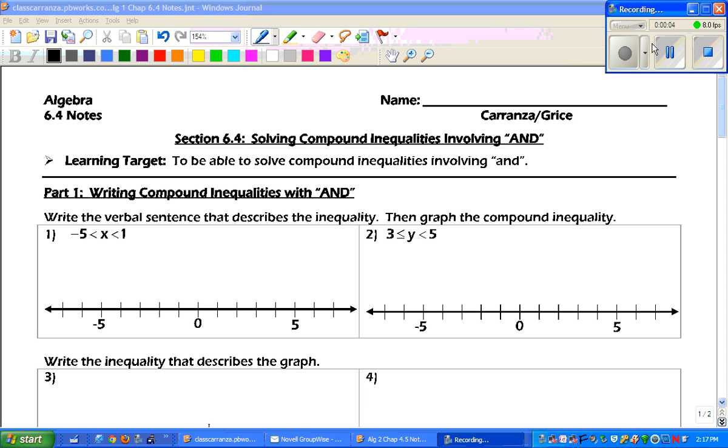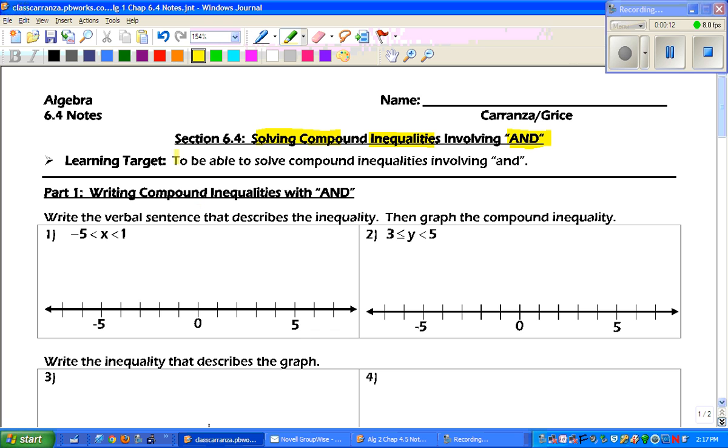This is Mr. Grice for Algebra 1, Chapter 6.4 Notes. Today we're talking about solving compound inequalities involving the word and. Our learning target today is to be able to solve compound inequalities involving and. So, let's get started. Writing compound inequalities.